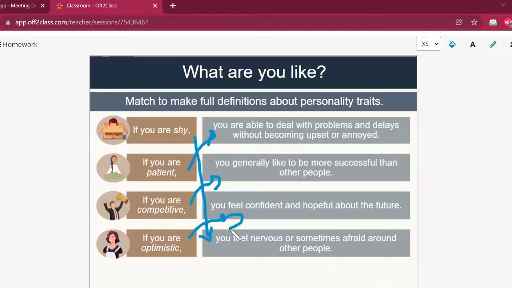Very good. So, what are you like? Are you shy, patient, competitive, or optimistic? Patient. I am patient. And you, Fatima? Shy person.